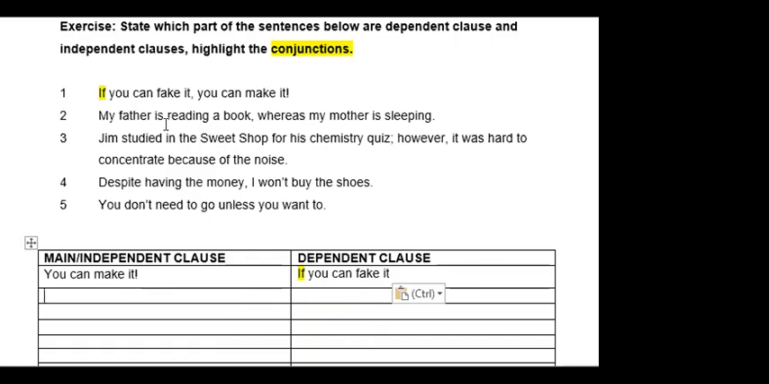Okay, my father is reading a book, whereas my mother is sleeping. So the conjunction here is "whereas." That means this part of the sentence is the dependent clause. So I'm just going to edit in my little table here. And we can see that the independent clause is "my father is reading a book." That can stand as a sentence on its own. It doesn't need the next part of the sentence, right? So that will be my independent clause.